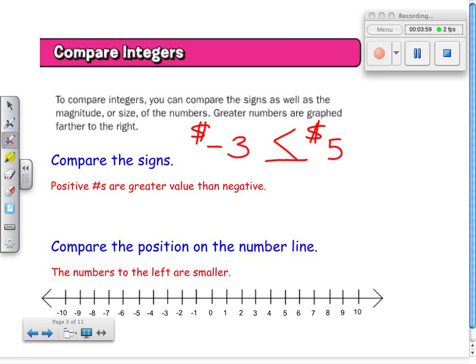The other way we can do it is look at a number line and plot the numbers. So negative 3 is here, and 5 is here. Any of the numbers to the left are going to be smaller. Remember with our greater than and less than arrows, the smaller part of the arrow is pointed to the smaller number, and the larger part of the arrow is pointed towards the larger number.